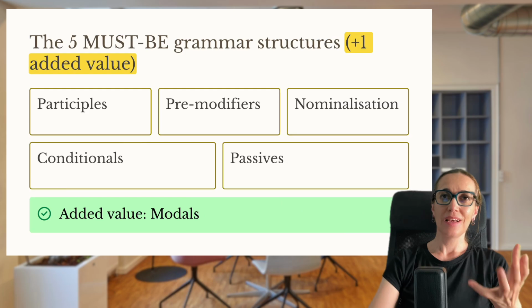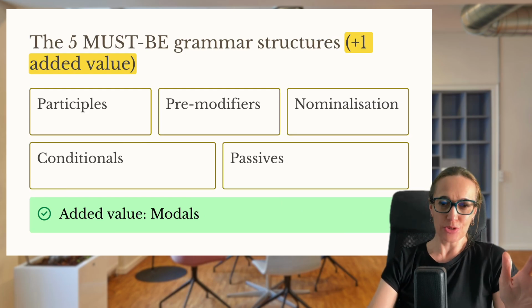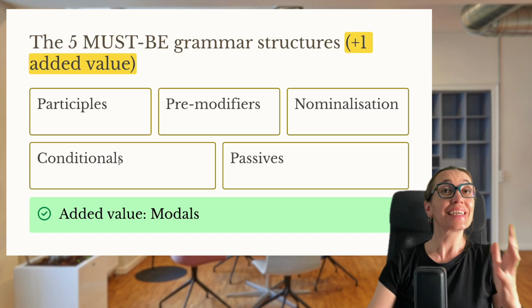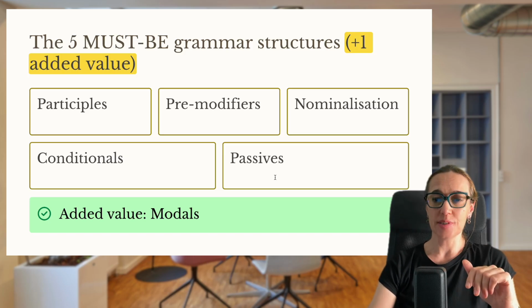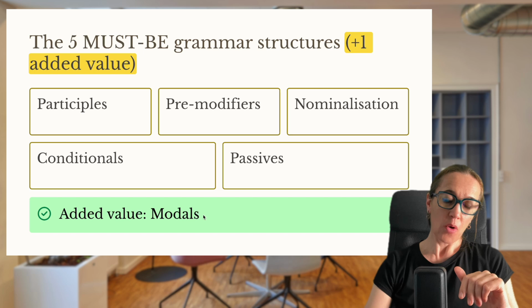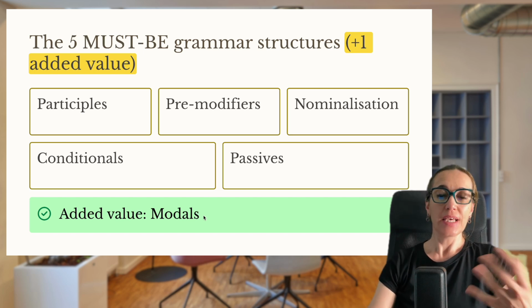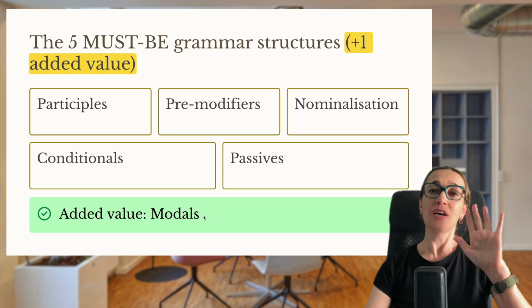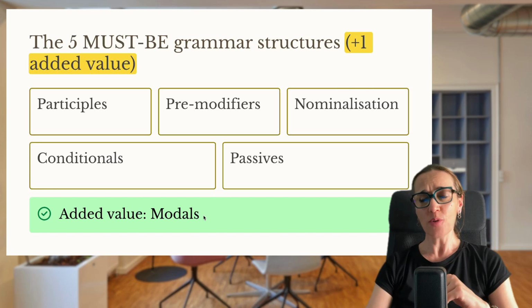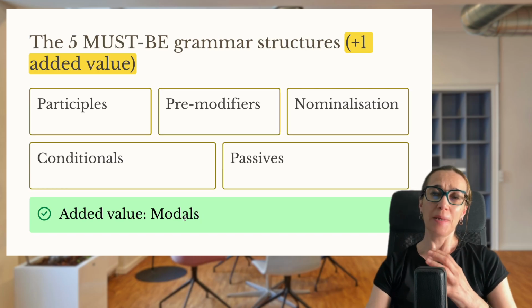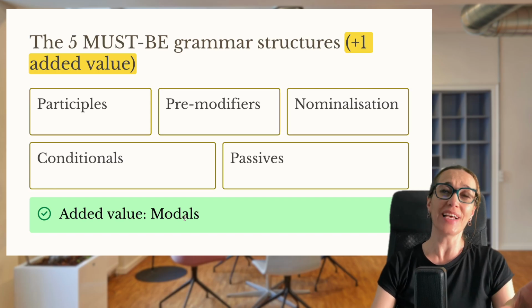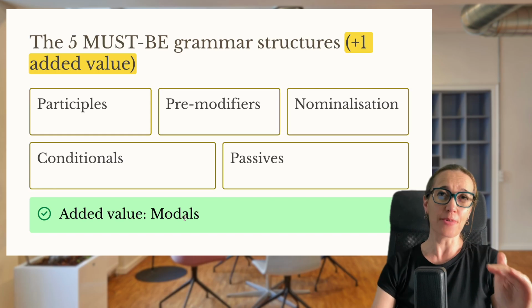And here they are, our almighty grammar structures. And they are participles, pre-modifiers, nominalisation, conditionals, passives, and modals. Why is it the added value? It's because in my article, which I'm going to show you in a bit, I've just mentioned 5 grammar structures. There are, of course, examples where you will find modals, but I haven't actually specified that the presence of modals in your essay is also very, very important.